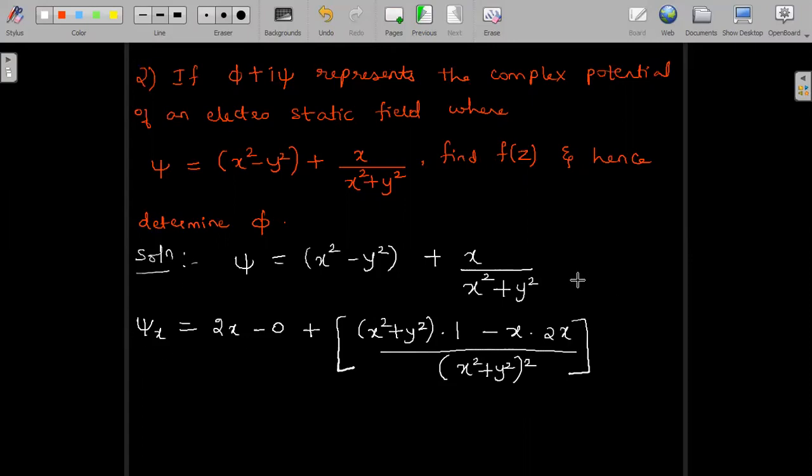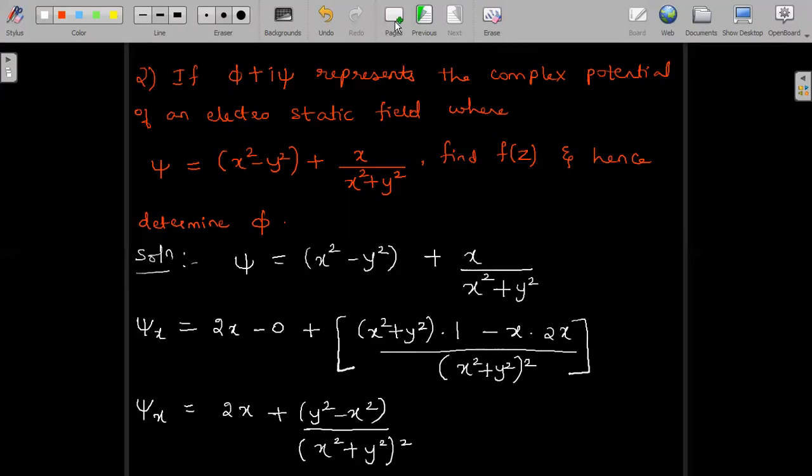Now let us simplify this and rewrite the expression. So this will give us psi x is equal to 2x plus, if I'm not wrong, plus of y square minus x square divided by x square plus y square the whole square. We have x square minus 2x square here, which simplifies to minus x square. I wrote the positive term first, which is y square. So remaining is y square minus x square divided by denominator whole square as it is. This is psi x for us.